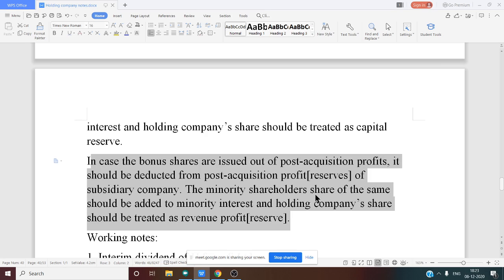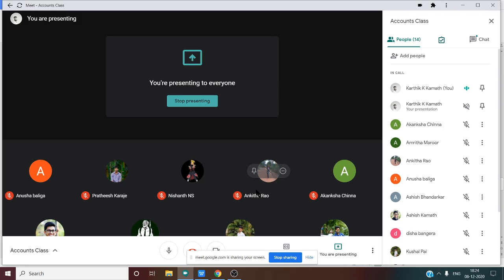You have to show that as a revenue profit. Why? Because post-acquisition means it is short term in nature. That is why we have to consider this as a revenue profit. This answer you will show in the consolidated balance sheet, on the liability side under the profit and loss account, S Limited column. You have to show this information. Yes, so these are the things regarding the question.